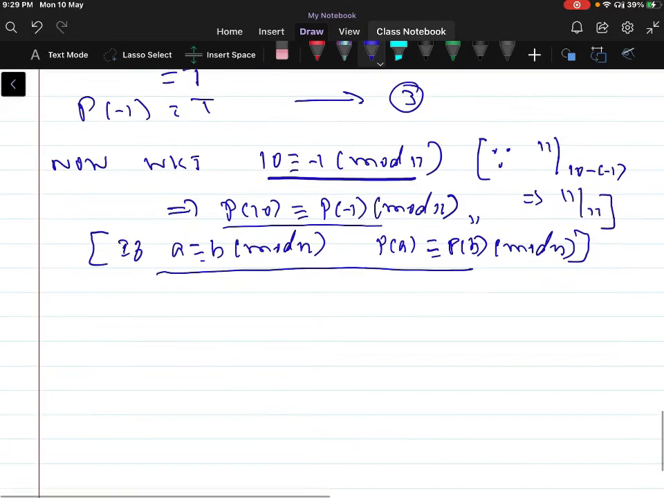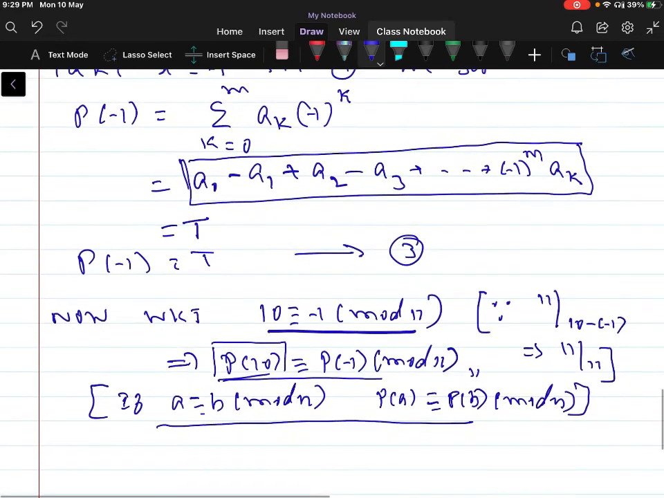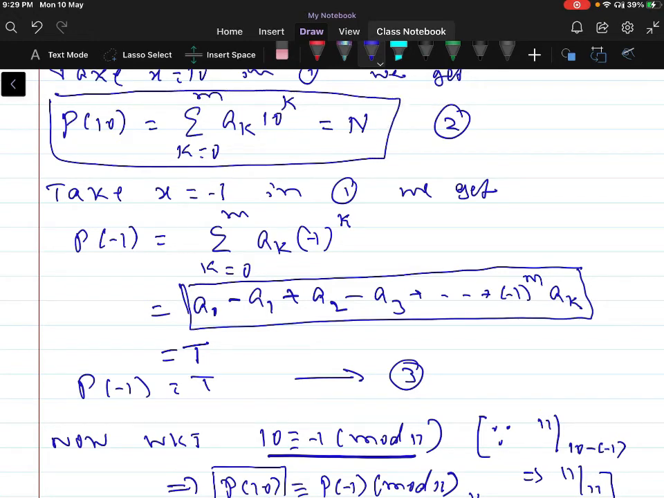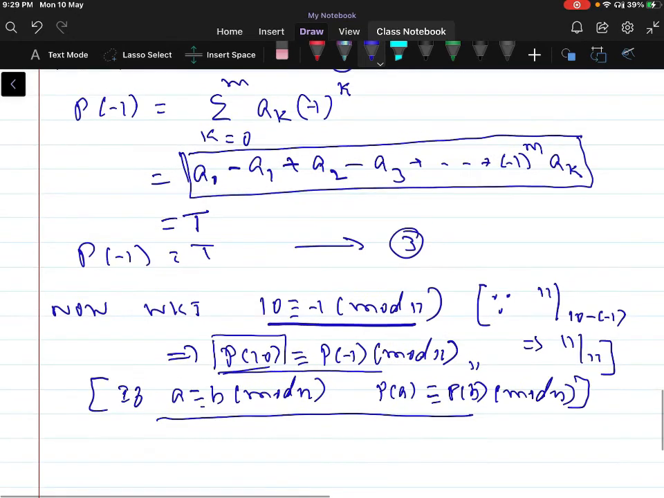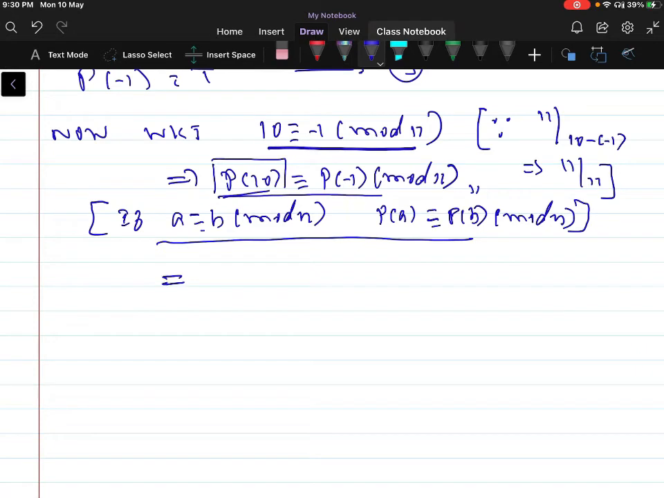Where p of 10 is the given number n, so by using equation 2, p of 10 is n and p of minus 1 is t, that is from equation 3. So this implies p of 10, which is n, is congruent to p of minus 1, which is t, modulo 11. Let us call this equation number 4.